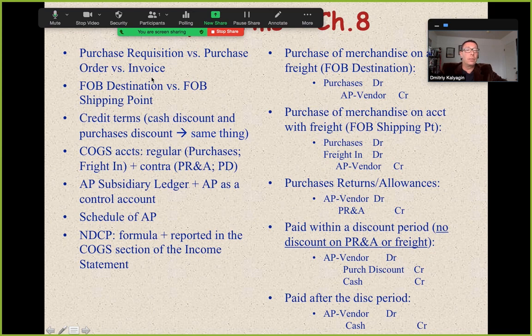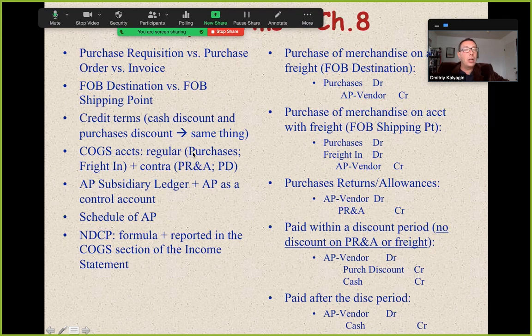are external forms. I taught you how to distinguish between FOB, free on board destination, versus shipping point. So for FOB destination, the seller pays for freight. For FOB shipping point, the buyer must pay for freight. We talked about credit terms and looked at 4 new accounts. They are all part of cost of goods sold.